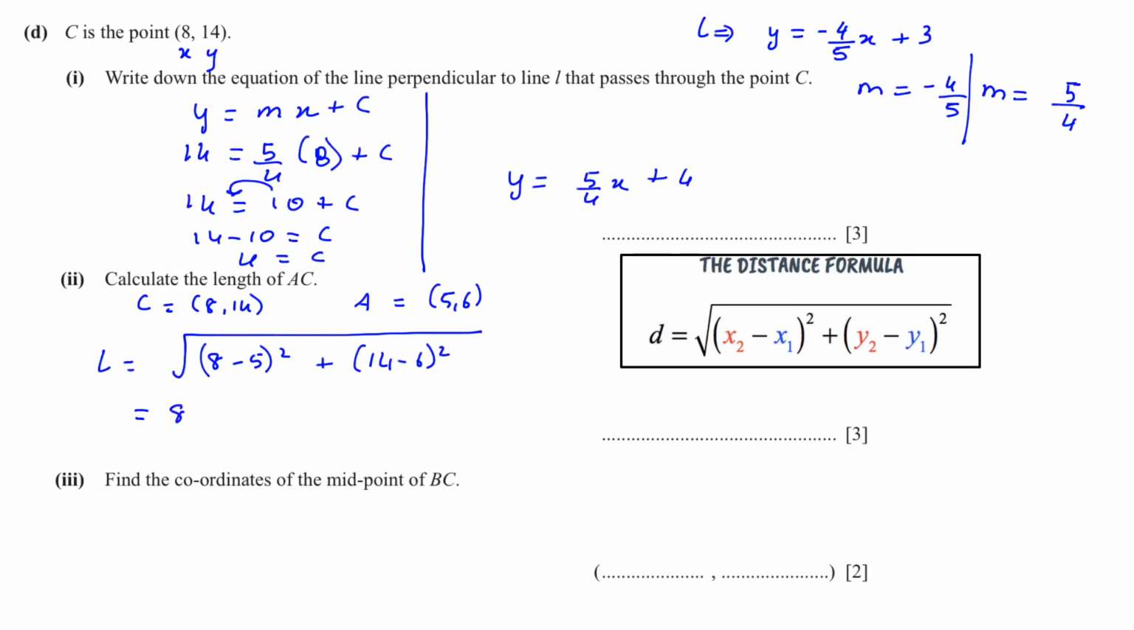And this will give us 8.54. So the length is 8.54 centimeters. D3, find the coordinates of the midpoint of BC.